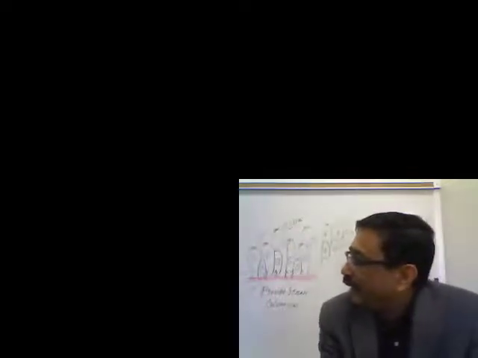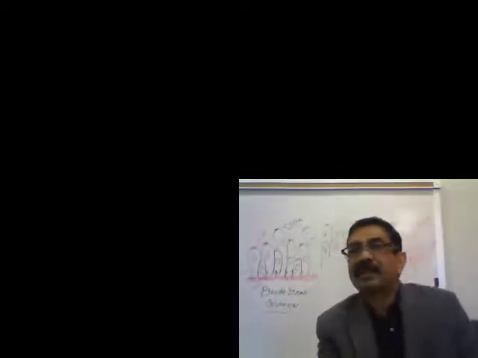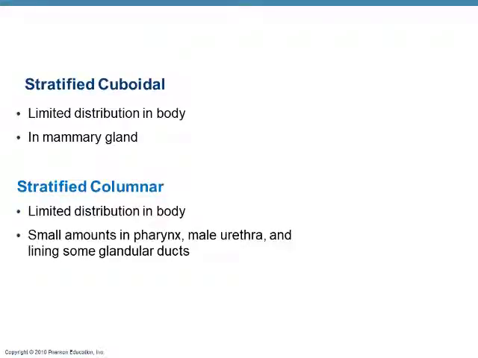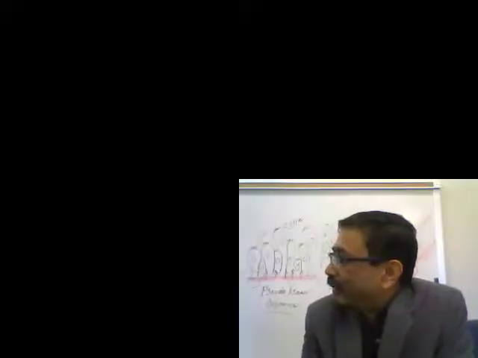Stratified cuboidal and stratified columnar, these are rarely present in the body, only in very few areas. Stratified cuboidal in the mammary gland, female breast, and stratified columnar also has limited distribution in the body, small amount in the pharynx, male urethra, and lining of the ducts. So just remember the stratified cuboidal in mammary gland. That's fine for the exam.